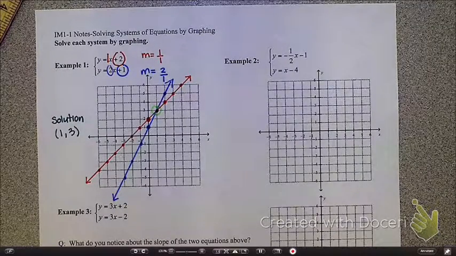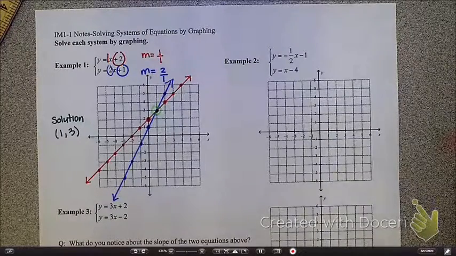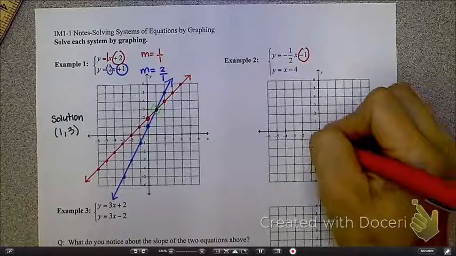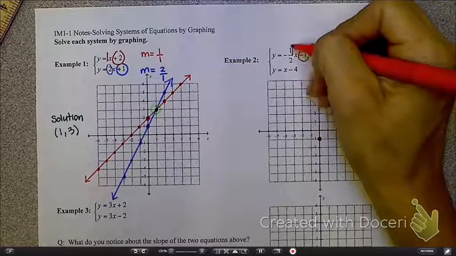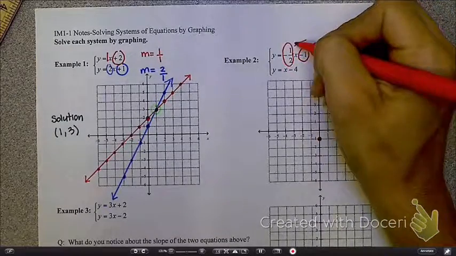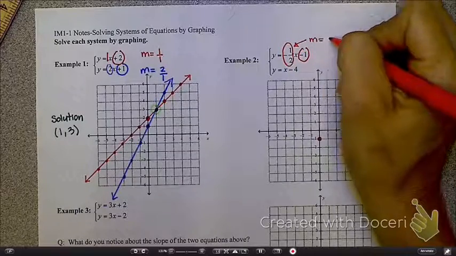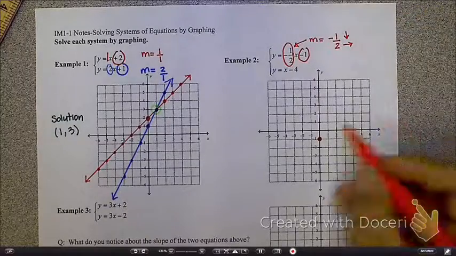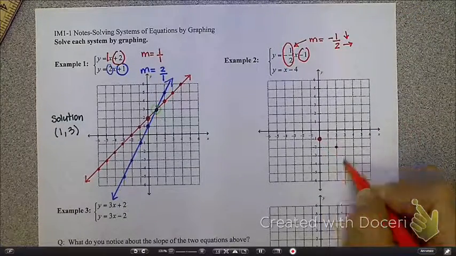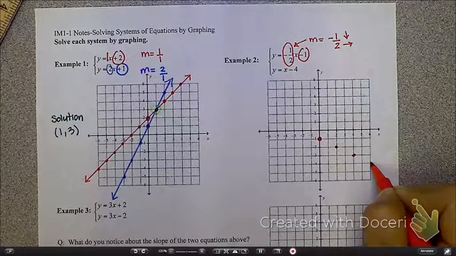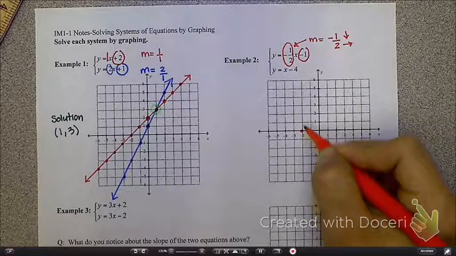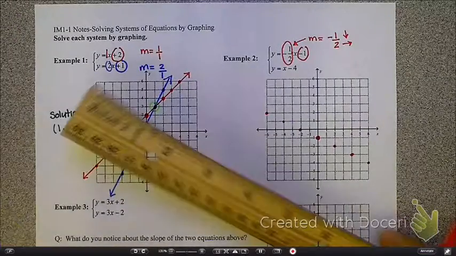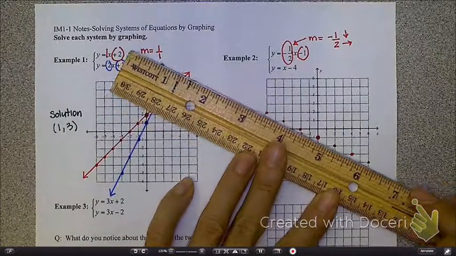Okay, so let's take a look at what you guys got for number 2. Hopefully you plotted your first equation with your y-intercept at -1. The slope on this equation was -1/2, so that meant we were going down and to the right. So down 1, right 2, down 1, right 2. We can continue for some points going the other direction. So here's what our first line should have looked like.